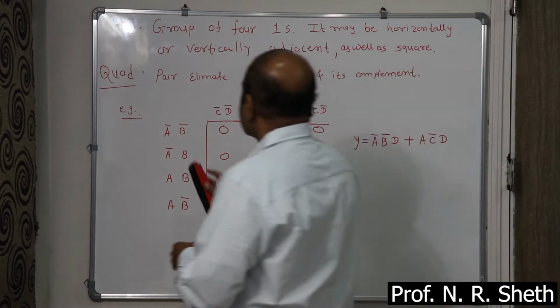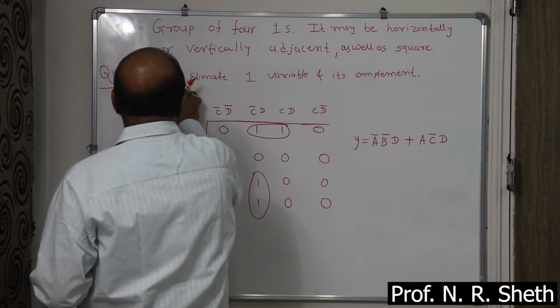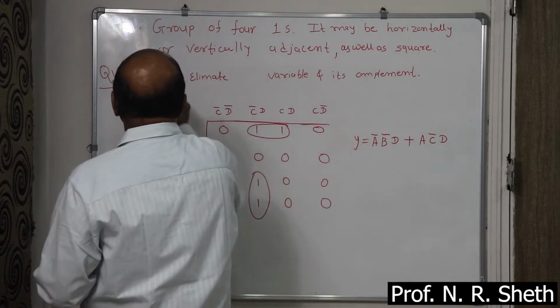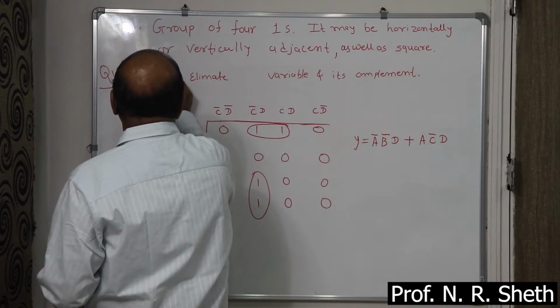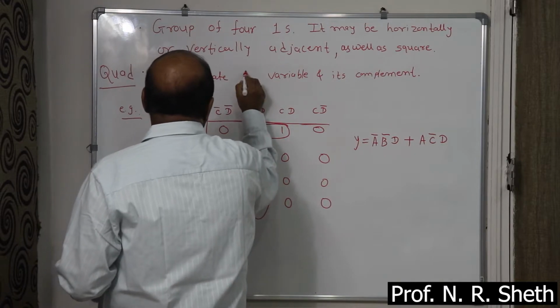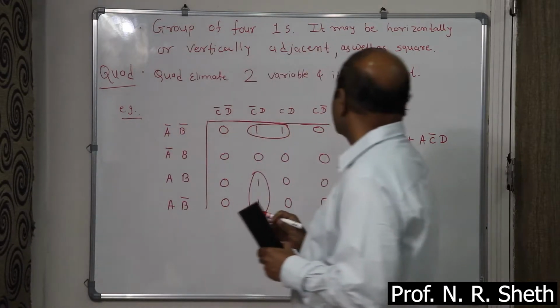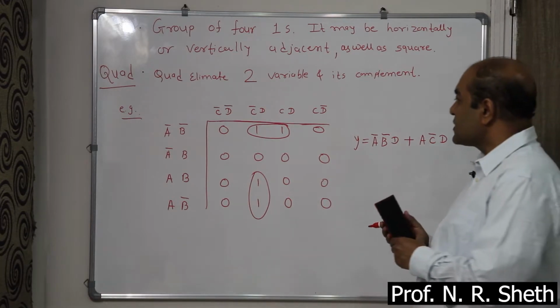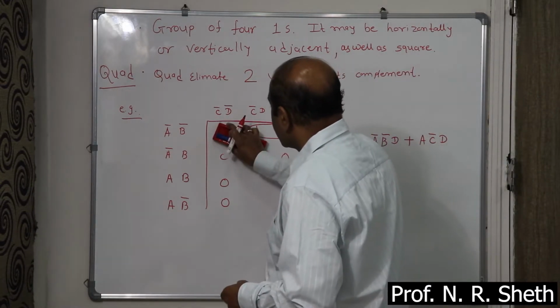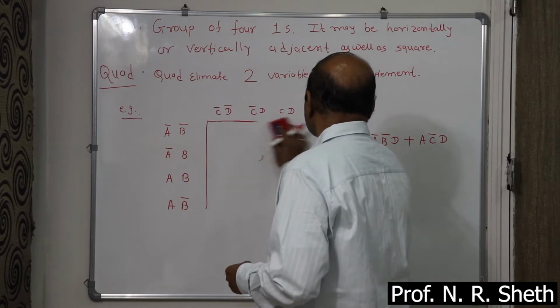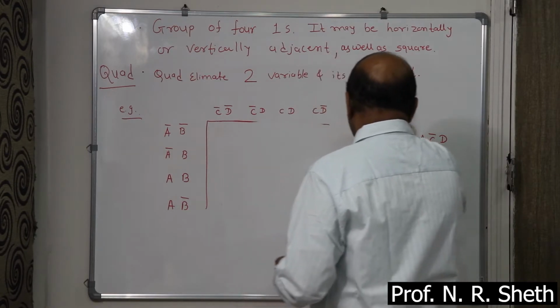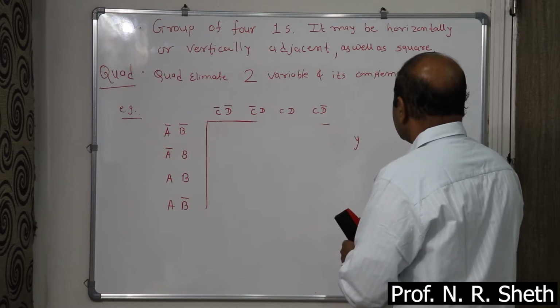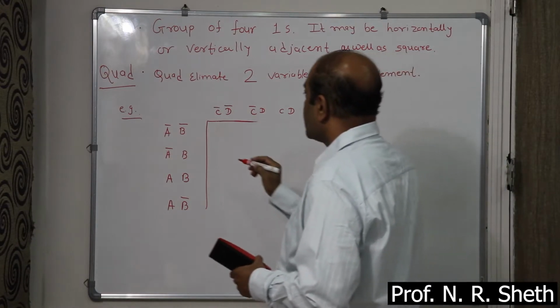A quad eliminates two variables and their complements. It eliminates two variables and their complements. Let us discuss the first example. Example number one.